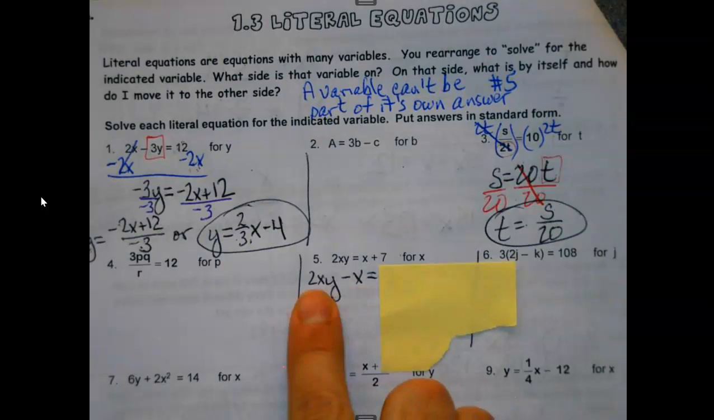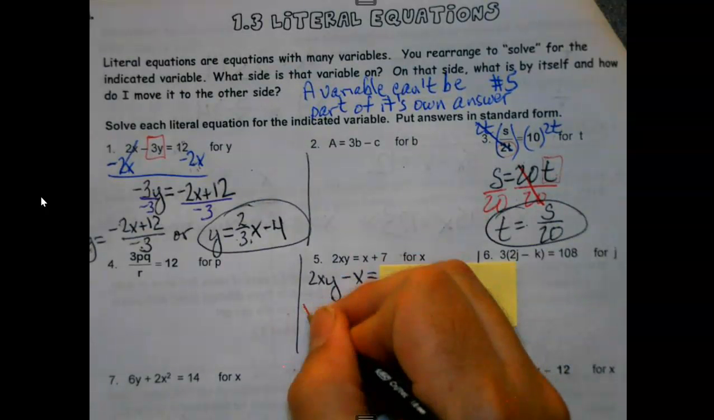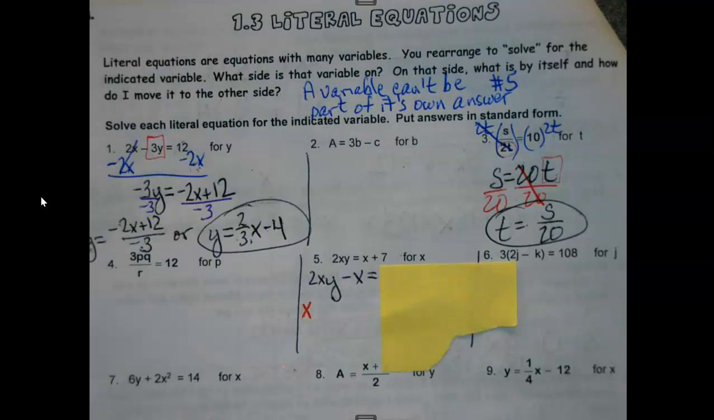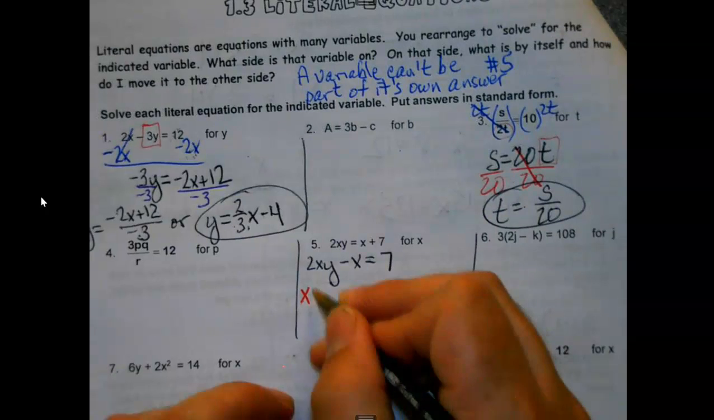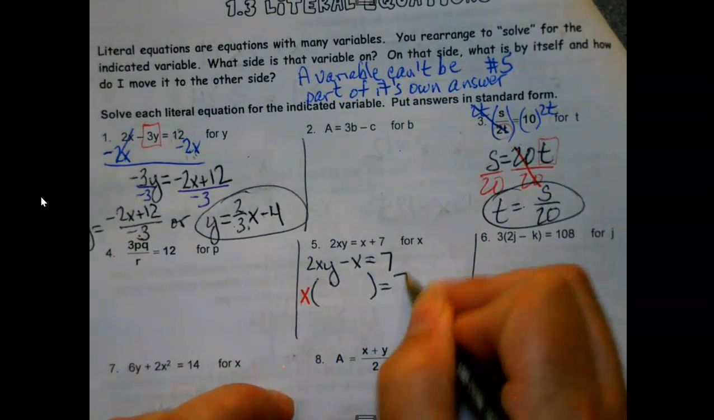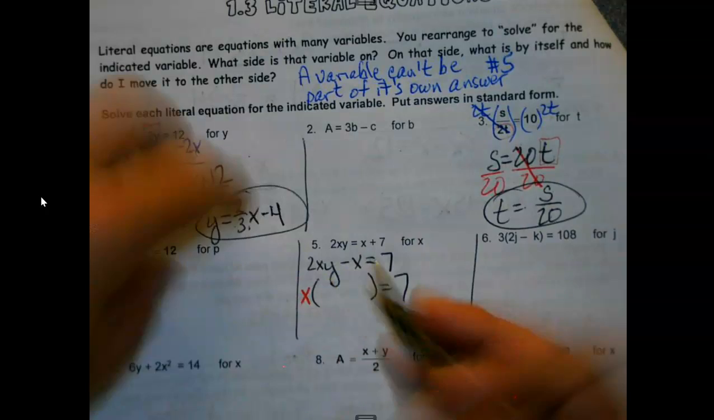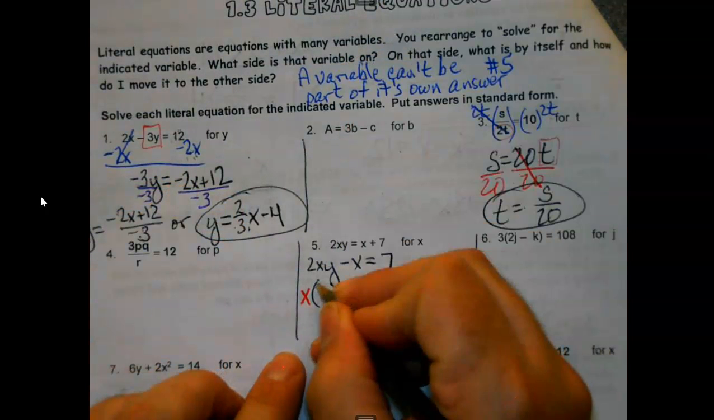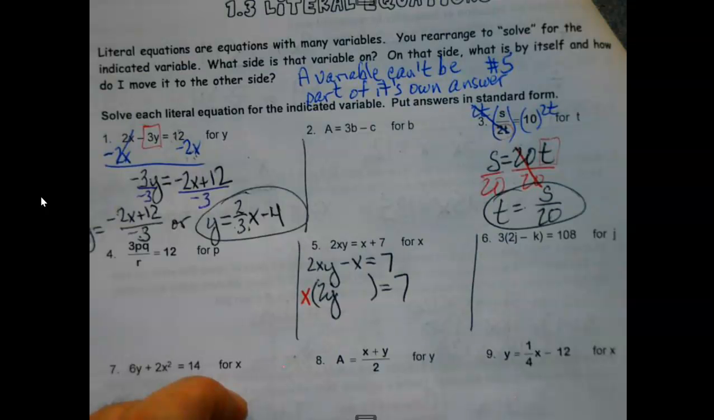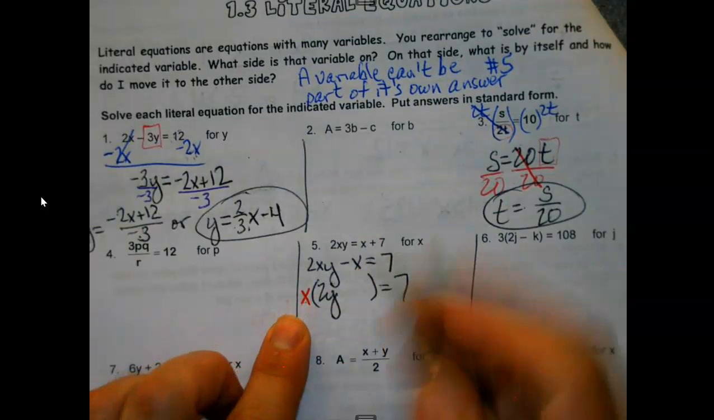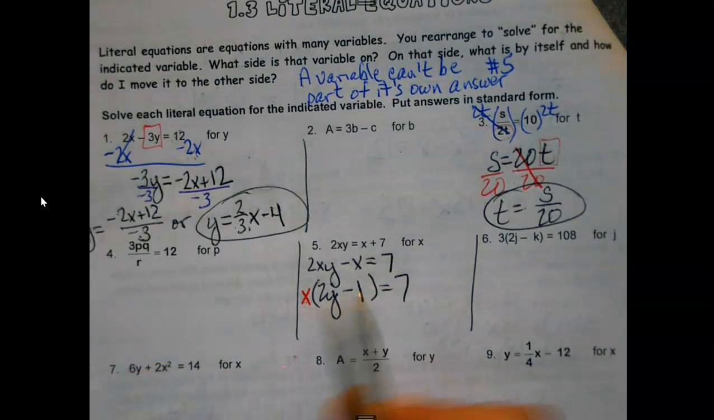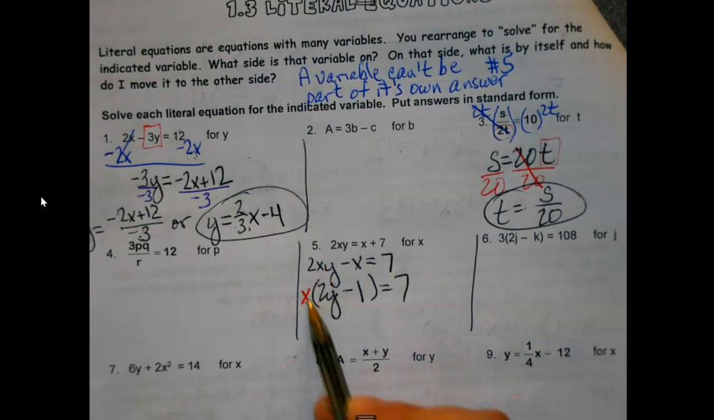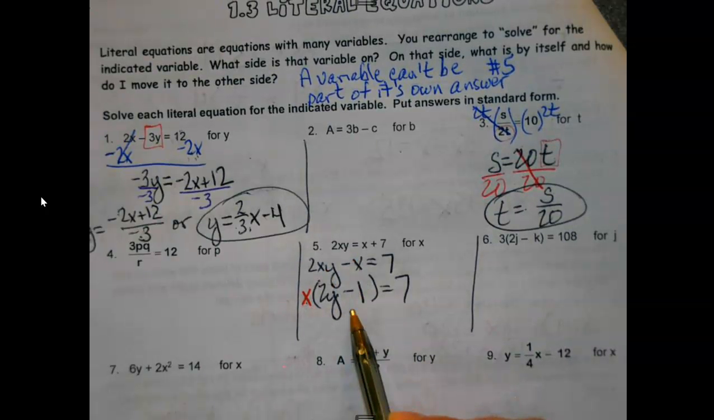Those two terms have something in common. An x, which I can factor out, which means if I take an x out of each of those, over here, if the x goes away, I still have 2y left. X times what would get me to negative x? Negative 1. So if I would distribute right now, x times 2y is 2xy, x times negative 1 is negative x.